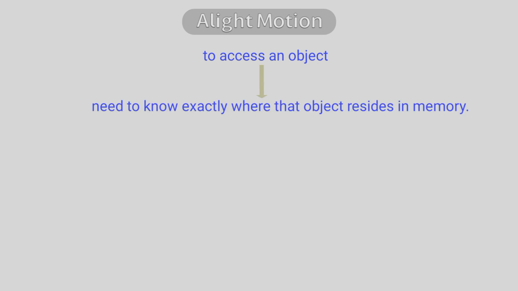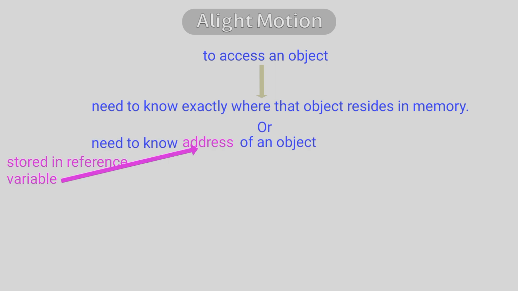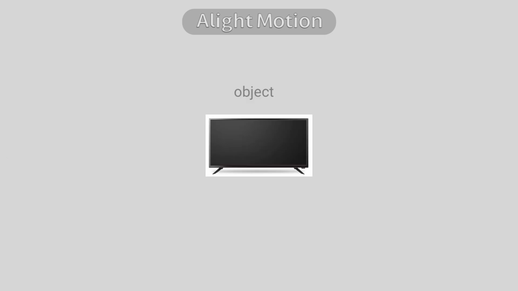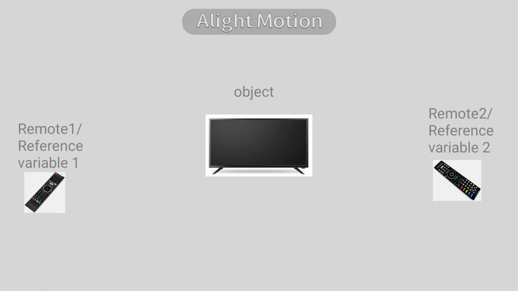To access an object, we need to know exactly where that object resides in memory, or we need to know the address of an object, which is stored in a reference variable. Using the address of an object, we can call methods or access fields of the object. For example, there is an object TV. Remote 1 is like reference variable 1 of that object TV. Also, there can be remote 2 of the TV, just like a reference variable 2 of the same object.